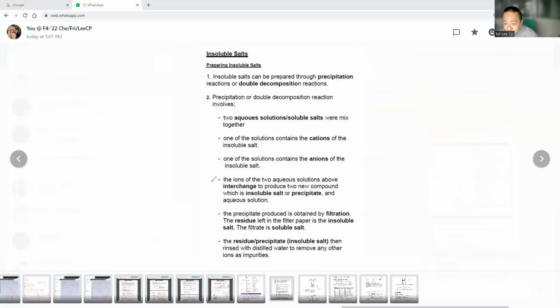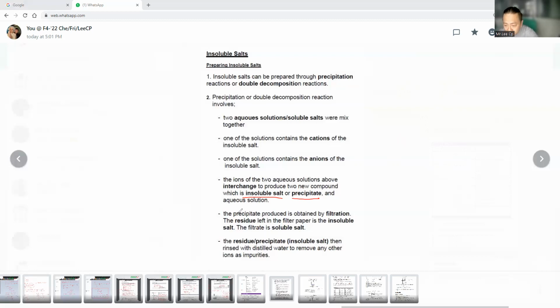Now next one, we are going to see this one. The ions of the two aqueous solutions above interchange to produce one new compound, which is an insoluble salt, or we call it a precipitate, right? And an aqueous solution, of course.